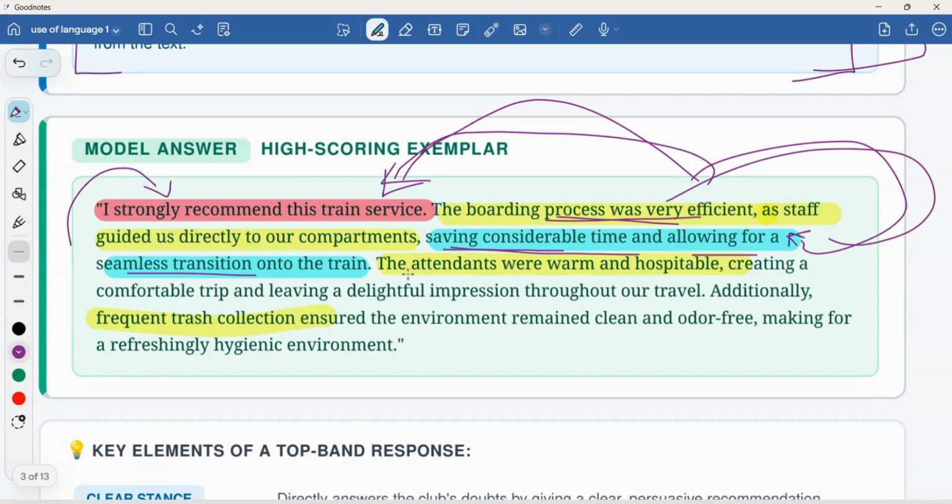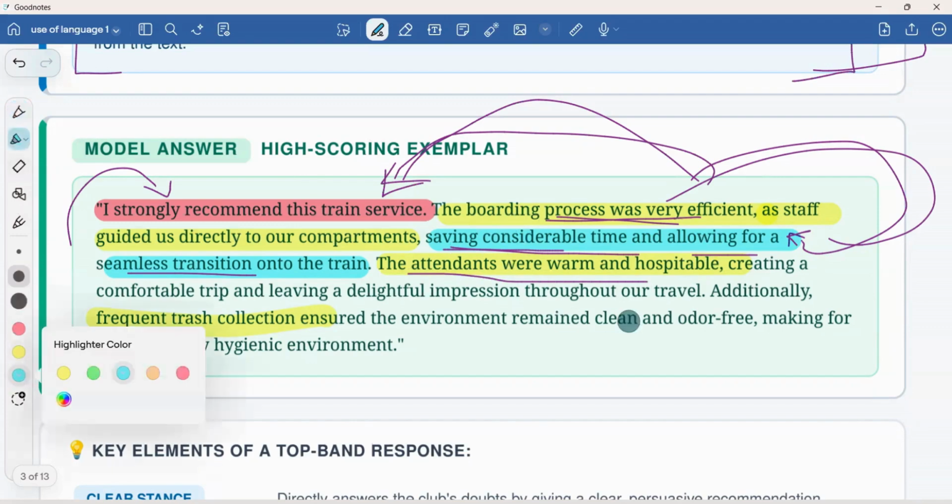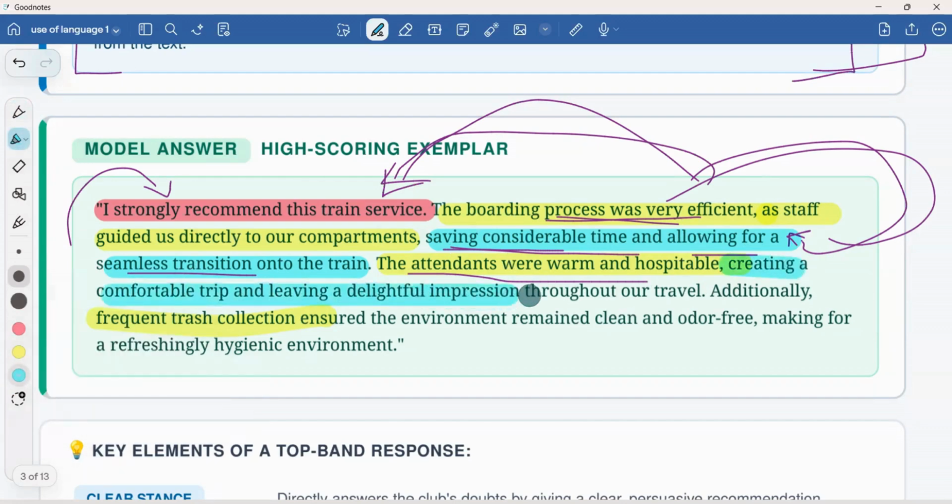Second point, attendants were warm and hospitable. Now, what could be the development for this? What could be the impact of this? Creating a comfortable trip and leaving a delightful impression throughout our travel. Obviously, if the attendants are hospitable and warm, it would create a delightful impression and comfortable trip.